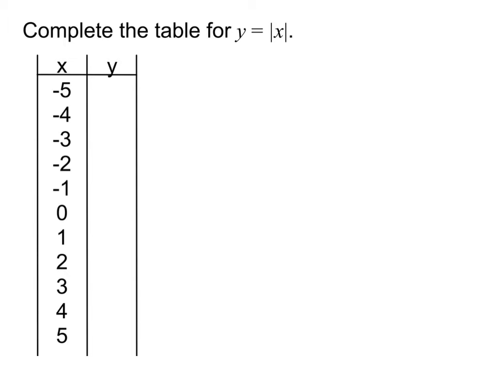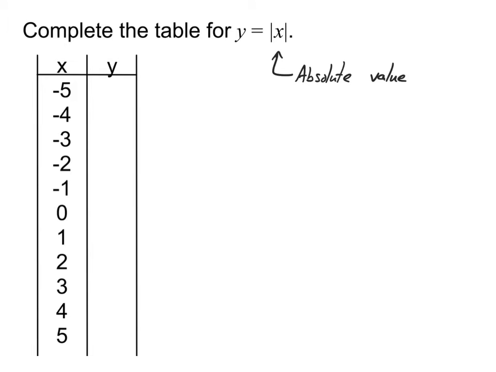In this video, we're just making tables given a particular equation. And so the very first equation we're given here is y equals the absolute value of x. Now, remember what the absolute value does. Whenever you see those two vertical bars around x, that does mean absolute value.